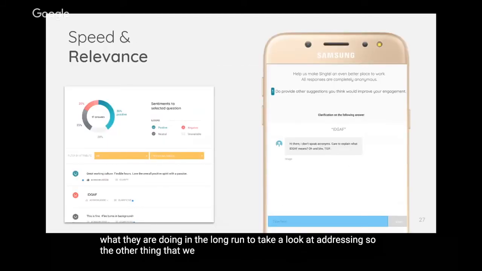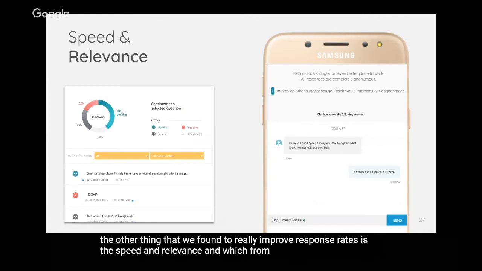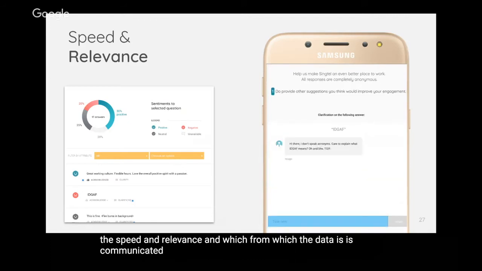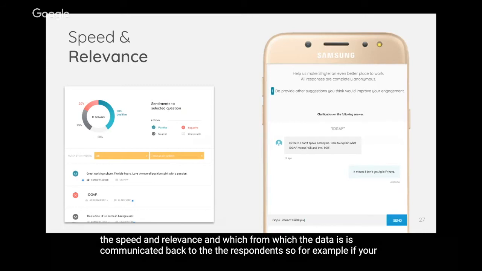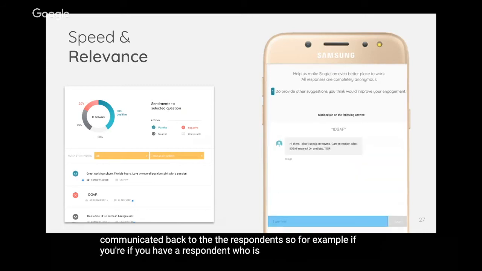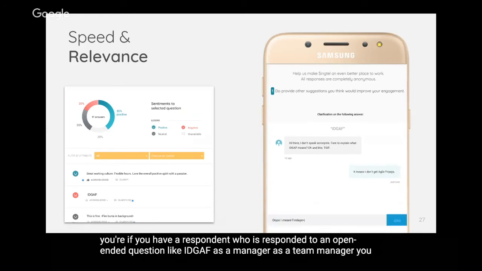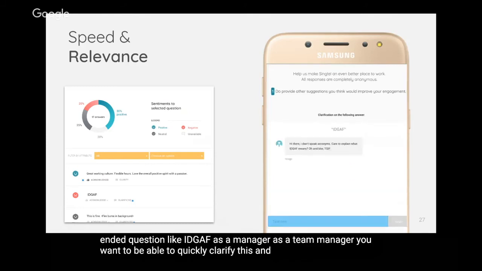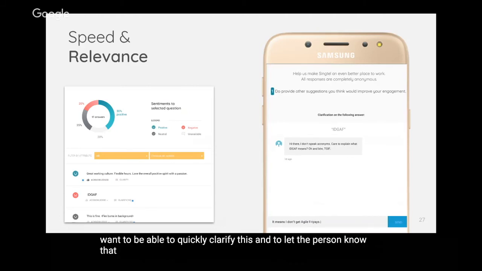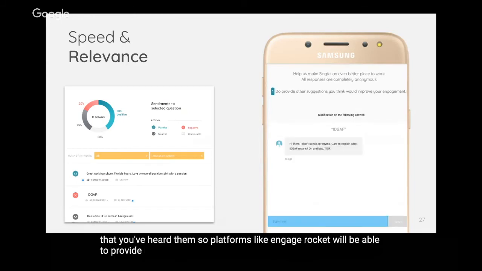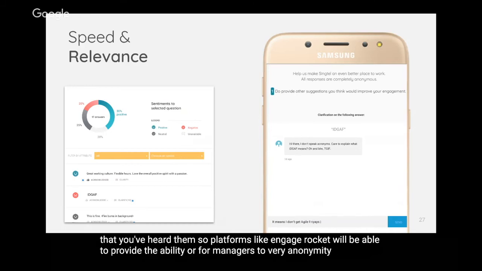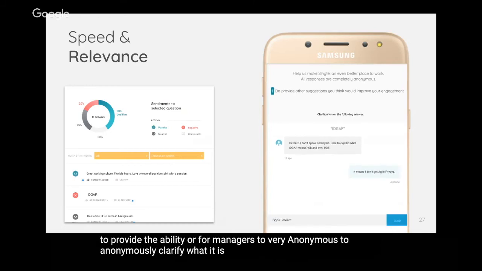So the other thing that we found to really improve response rates is the speed and relevance with which the data is communicated back to the respondents. So for example, if you have a respondent who has responded to an open-ended question like IDGAF, as a team manager, you want to be able to quickly clarify this and to let the person know that you've heard them. So platforms like EngageRocket will be able to provide the ability for managers to anonymously clarify what it is that this person meant.